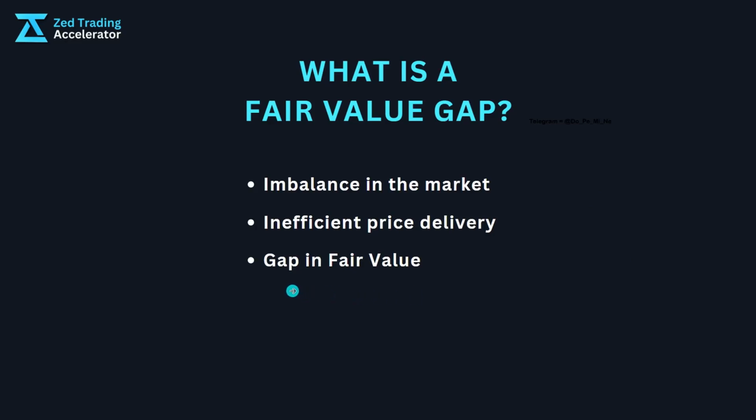Alright, so next one is gap in fair value. Like I told you, the algorithm always tries to give equal opportunities to both buyers and sellers. Alright, so that is how they build liquidity. They always try to give balance, to give opportunities to both the sellers and buyers. If there's a gap in the market, there's a gap in fair value, meaning the value of the price action is not equal for both buyers and sellers. You need to remember that. Let's go on to the next slide.